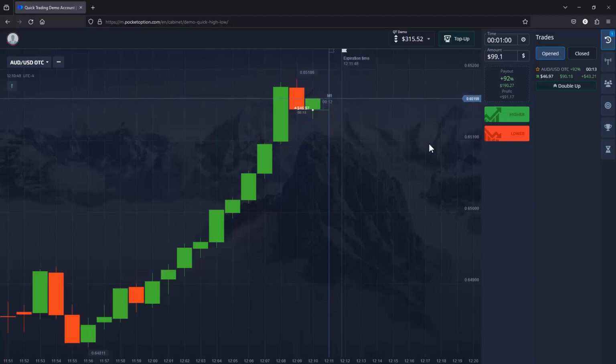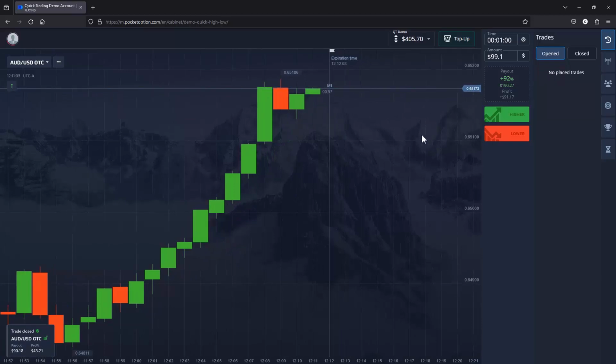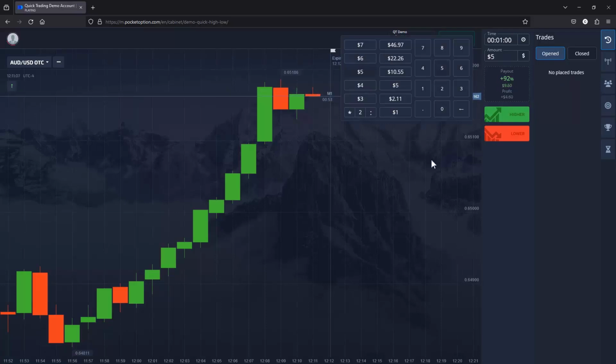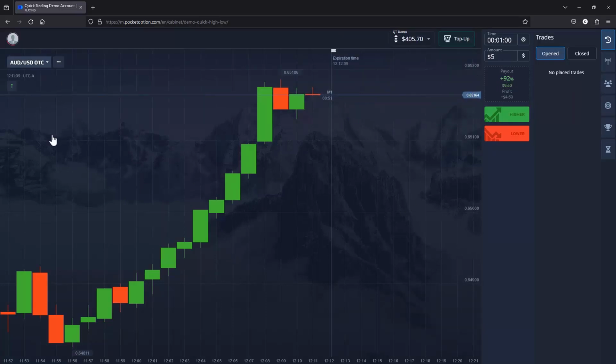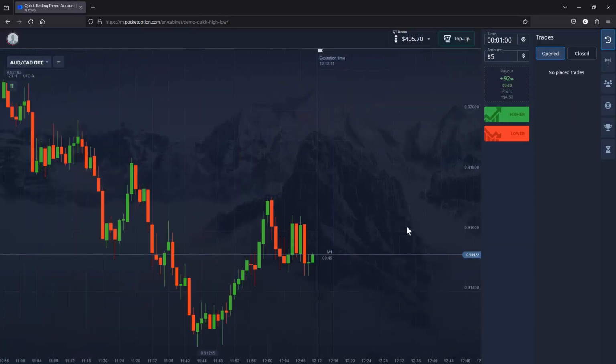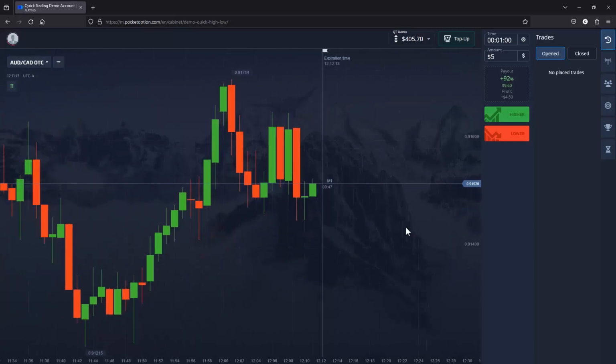10 seconds left to the current candle closing time. Finally, it's a winning trade. Now I'm gonna reset the investment amount to $5 for another trades cycle. Then I'm gonna look for another pair to find another opportunity.